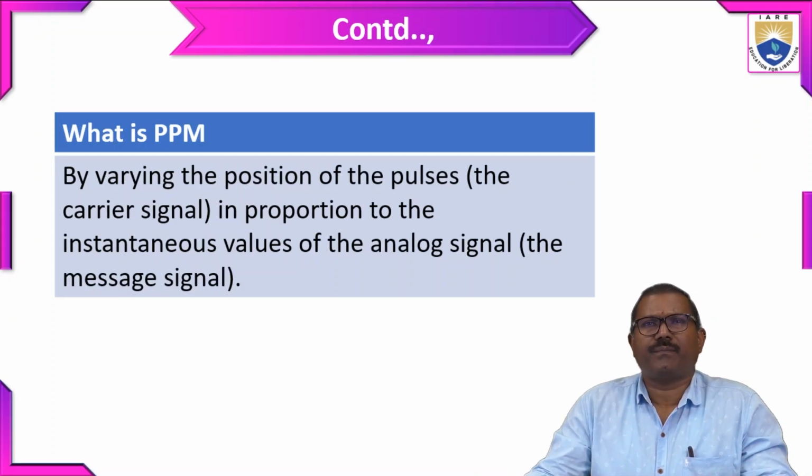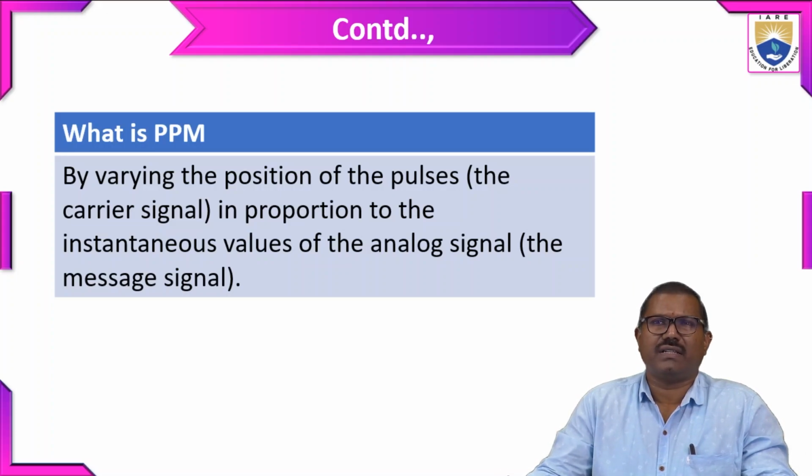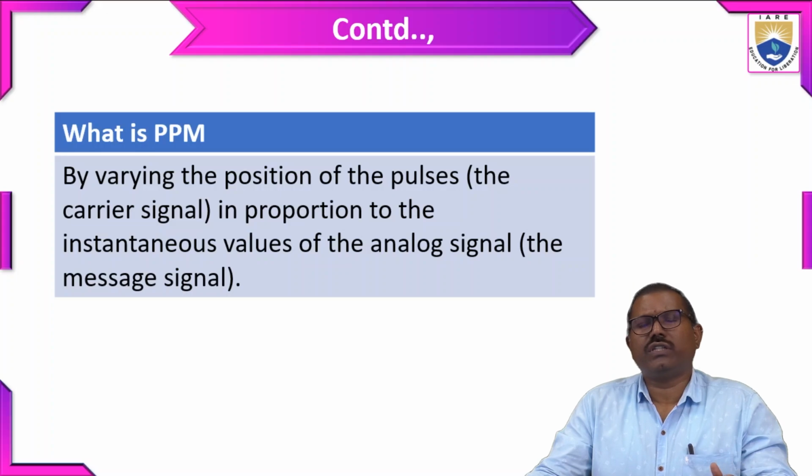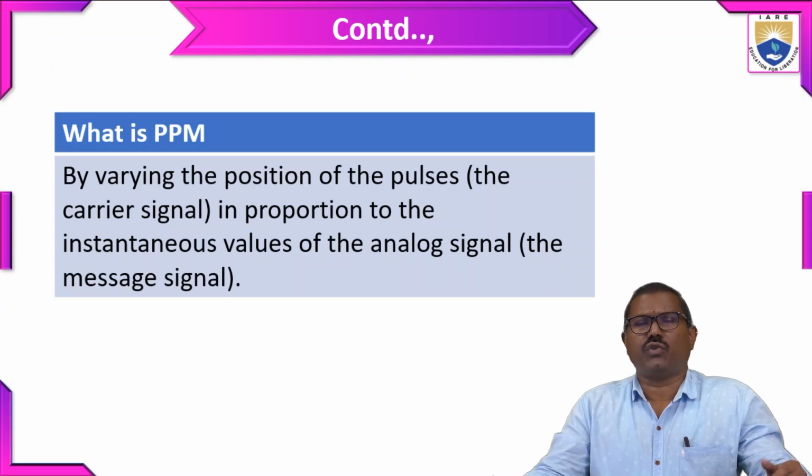Now what is PPM? Varying the position of the pulses in proportion to the instantaneous value of the analog signal. Here, the pulse position is varying, whereas in PAM the amplitude of the pulses is varying in proportion to the instantaneous value of the analog signal. So we have amplitude, width, and position. Whichever characteristic is varying according to the instantaneous value of the message signal, we name the modulation accordingly.